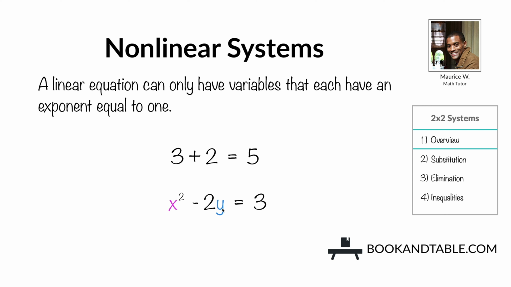Nonlinear systems, these are the types of expressions you won't see in this chapter. A linear equation can only have variables that each have an exponent equal to 1. So here we have 3 + 2 = 5. So we don't have at least one of our variables. So this would not be a linear system. x² - 2y = 3. Here, our variable x has an exponent of 2, so this is not a linear system either. So throughout this chapter, our x's and y's will only have an exponent equal to 1.